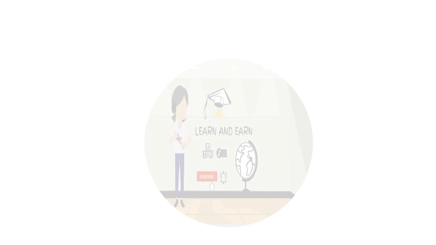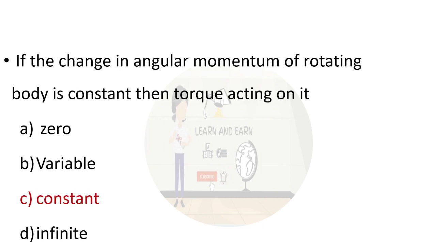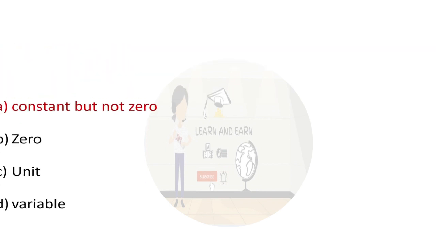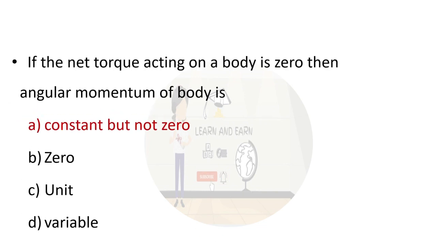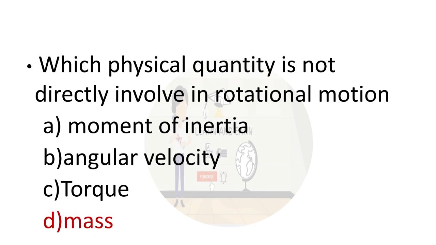The next MCQ is, if the change in angular momentum of a rotating body is constant, then the torque acting on it is constant. Option C. The next MCQ is, if the net torque acting on a body is 0, then the angular momentum of the body is option A, constant but not 0. The next MCQ is, which physical quantity is not directly involved in rotational motion? Option D, mass. Mass is not directly involved in rotational motion.